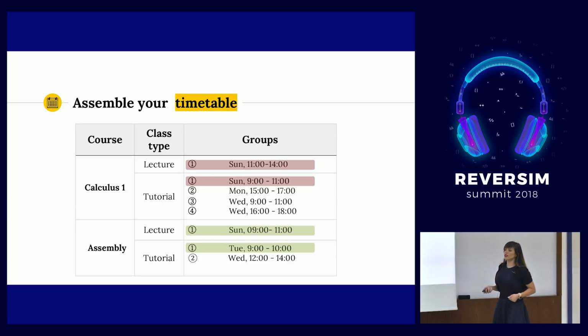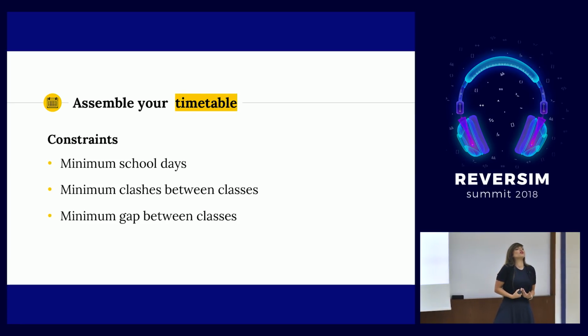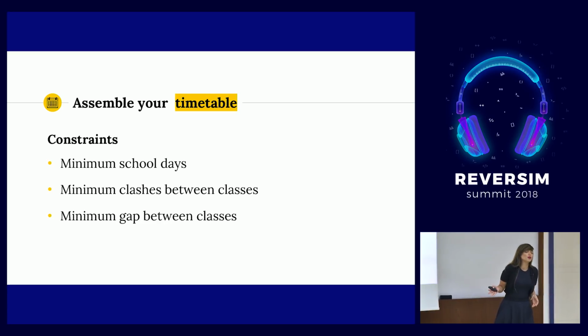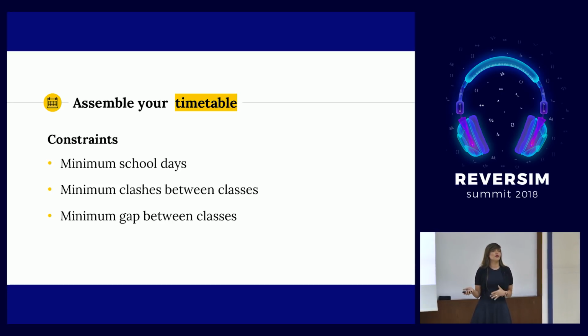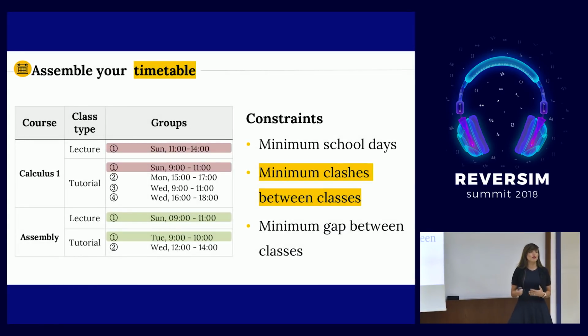So we chose these courses, but when I choose a class, I want to consider my own constraints. So the first constraint I had to consider was the minimum school days. I don't want to be there if I don't have to. And I didn't want to have too many clashes between classes. Well, I can't be in 2 different places at the same time. And also I wanted to have minimum gap between classes because I didn't want to wait for a class for more than 1 hour.